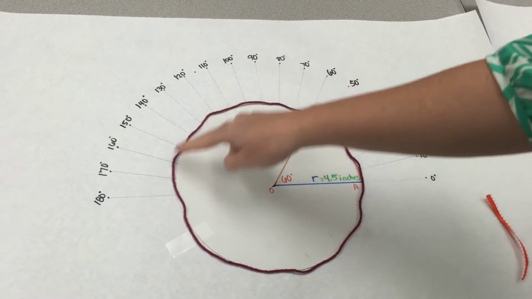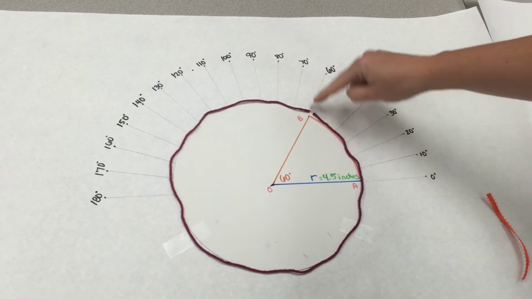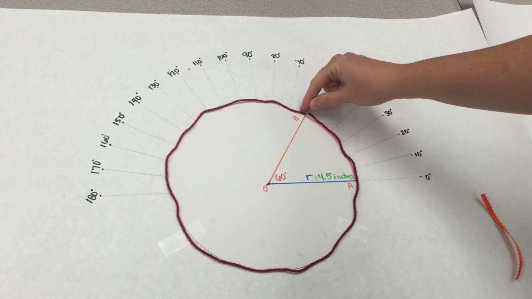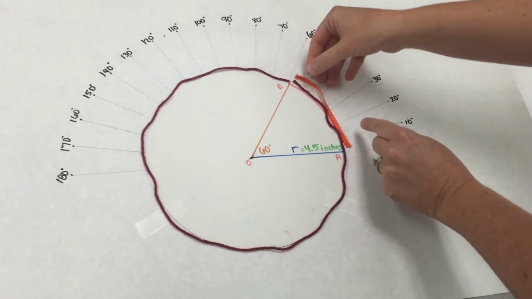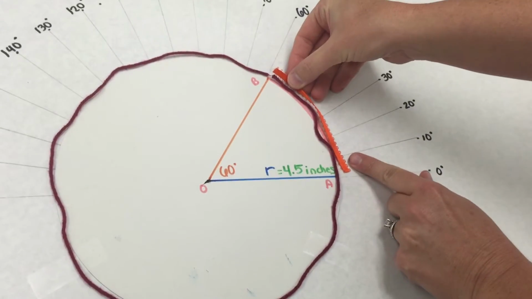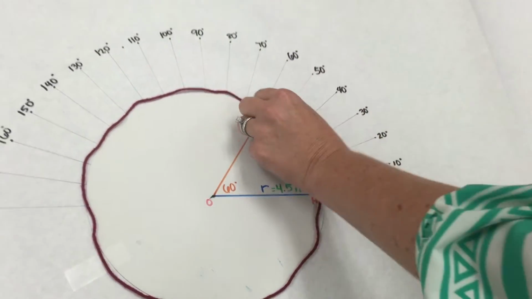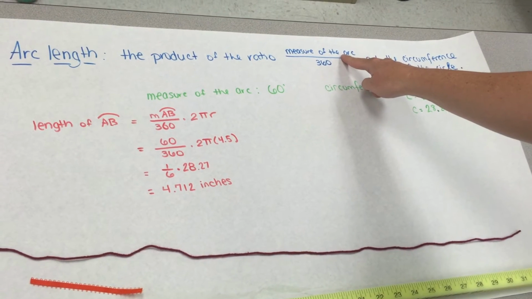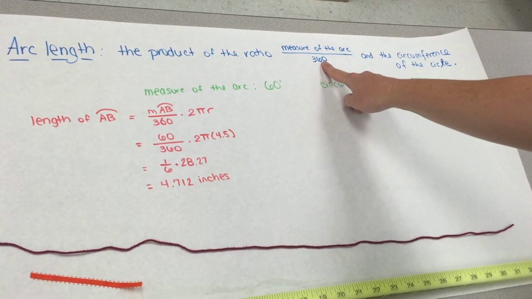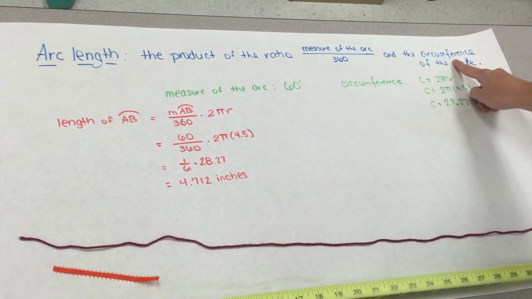You'll notice we have a maroon ribbon all the way around the circle. That's going to be our circumference. And we have this orange ribbon that we could lay that will represent the length of our arc. So let's see what happens. Arc length is going to be the product of the ratio of the measure of the arc divided by 360 and the circumference of our circle.